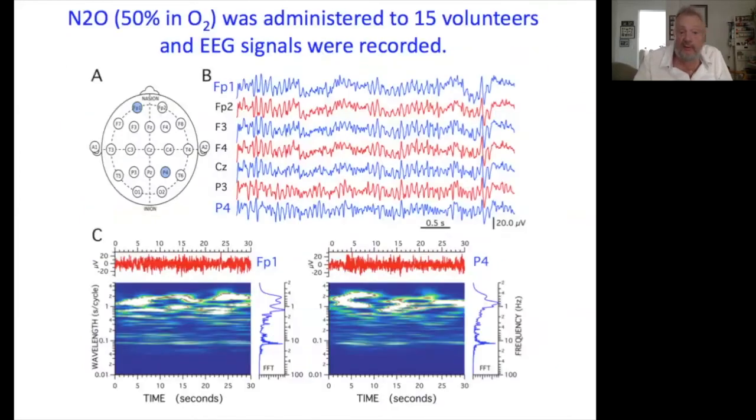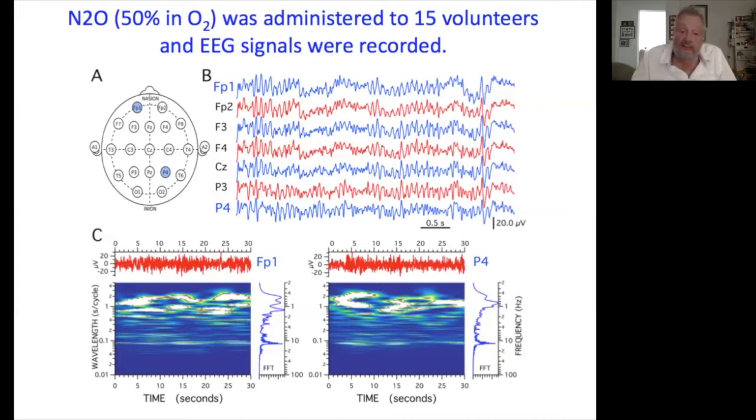So to begin with, TJ got 15 volunteers and placed EEG electrodes on their scalps and administered nitrous oxide up to 50% in oxygen as the carrier gas, and then simply recorded the brain activity on multi-channel EEG recording equipment.